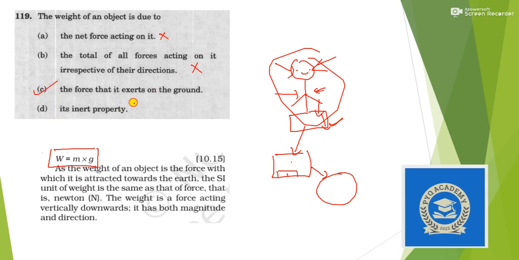Its internal property, no. You can also see what is written in NCERT: the weight of an object is the force with which it is attracted towards the earth, and the SI unit of weight is the same as that of force. The weight is a force acting vertically downward. So the answer is option C.